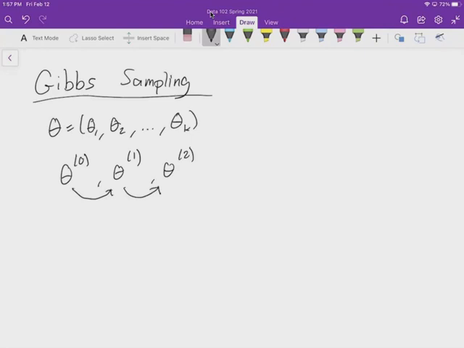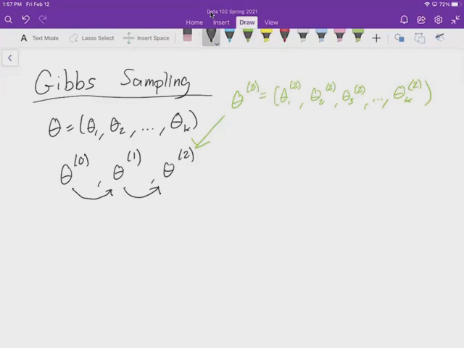And remember, when I say theta 2 like this, it really means the first hidden variable for the second iteration, the second hidden variable for the second iteration, the third hidden variable for that iteration, and so on. Right, so each one of these is really a vector. It's sort of like all the different hidden variables in your model.